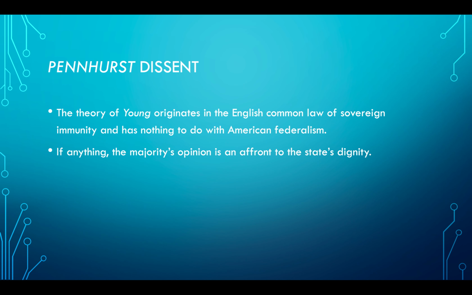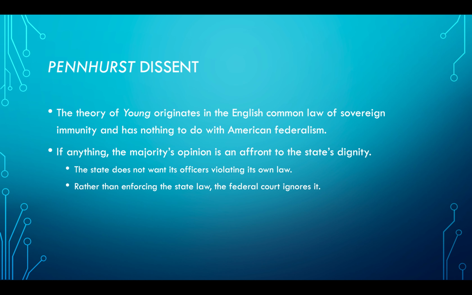And then more practically or more functionally, Justice Stevens says, if we're really concerned about state sovereignty or state dignity or states' rights, the majority actually gets it backwards. Right? If it's state law, you would think that if the state, as a sovereign, wants its officers to comply with any sort of law, it would be state law that would be at the top of their list, right? So this isn't the federal court imposing federal standards on state officers. This is merely the federal court recognizing that a state officer violated state law, right?